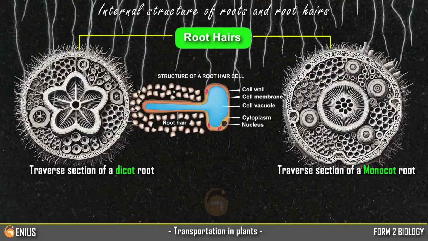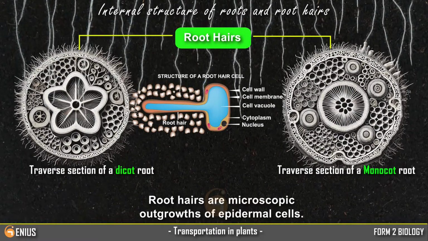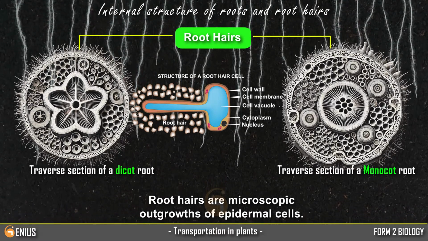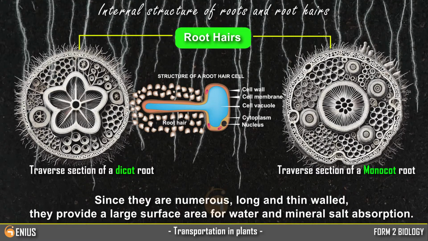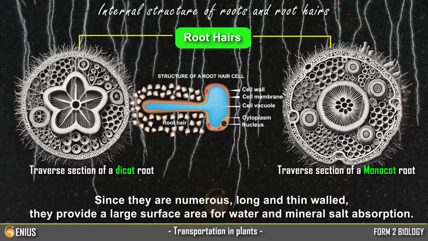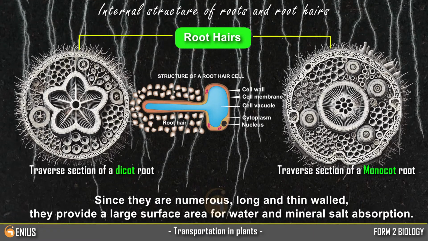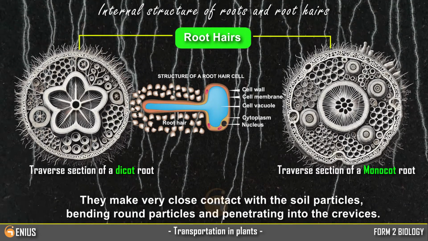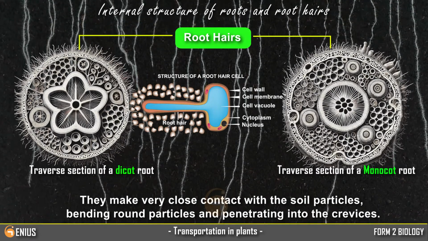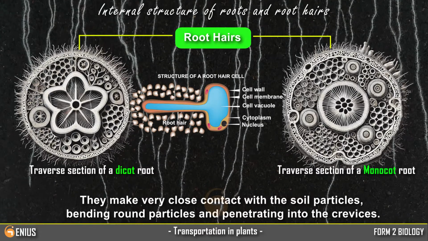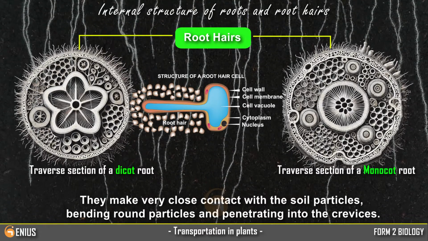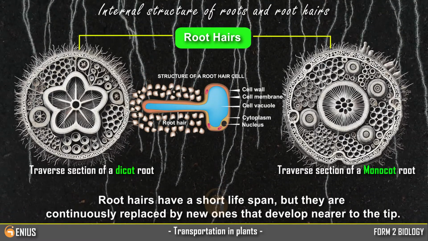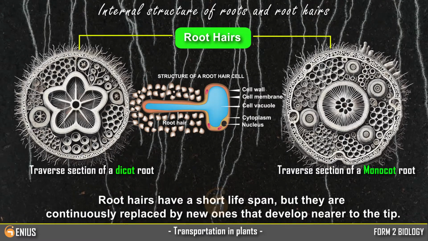Root hairs. Root hairs are microscopic outgrowths of epidermal cells. Since they are numerous, long and thin-walled, they provide a large surface area for water and mineral salt absorption. They make very close contact with the soil particles, bending round particles and penetrating into the crevices. Root hairs have a short lifespan, but they are continuously replaced by new ones that develop nearer to the tip.